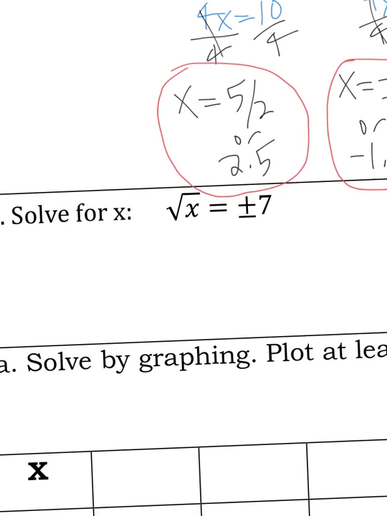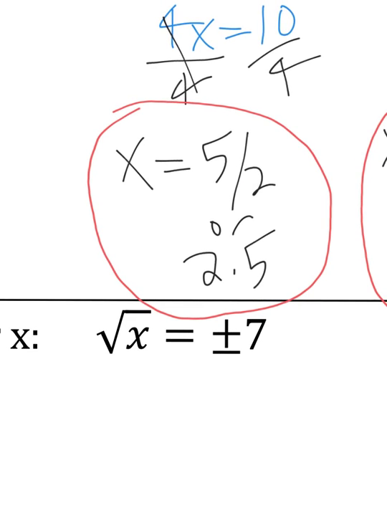Okay, so this next problem is a little bit different than what we've seen, where it says the square root of x equals plus or minus 7. We're typically seeing it with x squared equals something. So just think about it like this. You can kind of do it in your head.